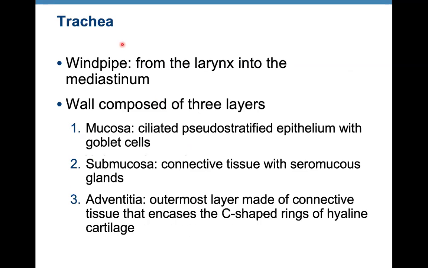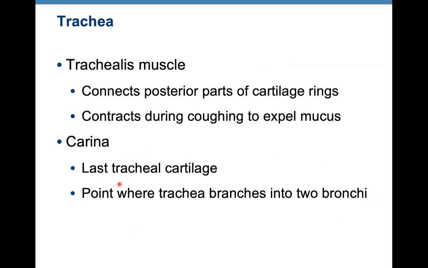Okay, the trachea. This is your windpipe. It will go from the larynx into the mediastinum. The wall of the trachea is formed from 3 different layers: mucosa, which is ciliated pseudostratified epithelium, and that pseudostratified epithelium will contain goblet cells; a submucosa, which is connective tissue, with seromucous glands; and then an adventitia, which is just an outer connective tissue covering.